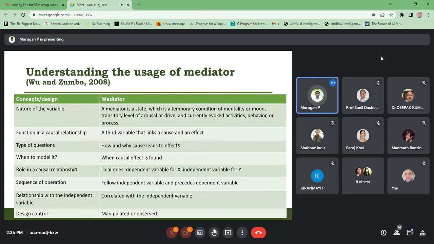Try to understand the concept and design, the nature of the variable, and how your mediator will look. In general, a mediator is a state, which is a temporary condition of mentality or mood, or a transitory level of arousal or drive, and currently evoked activities, behavior or process, and so on.